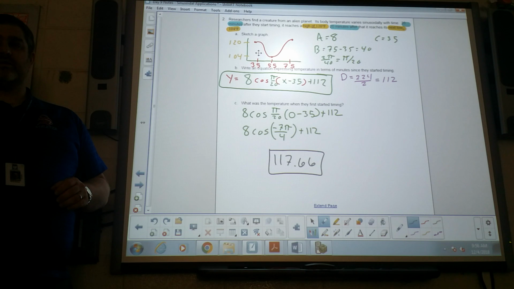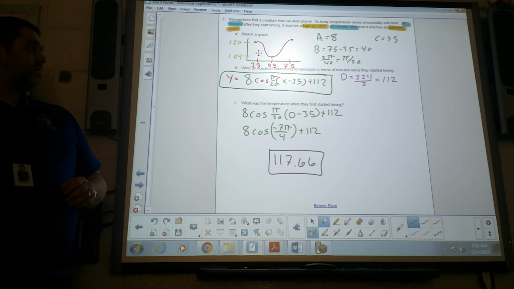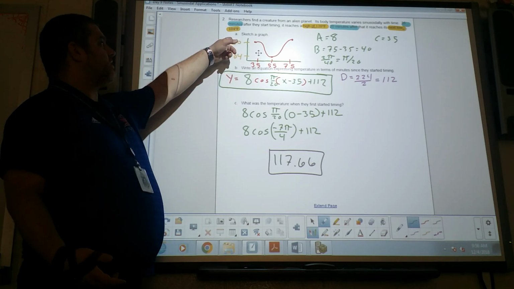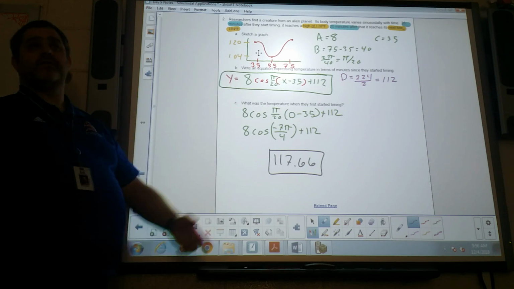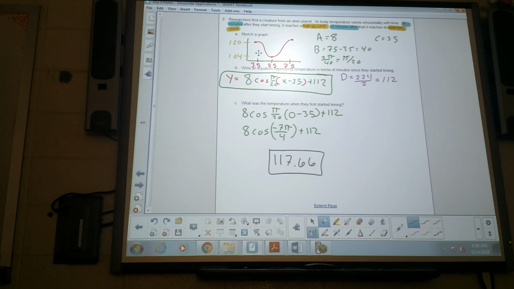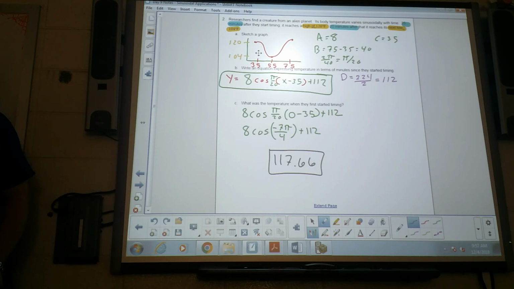Let me know when you're good, Alex. We took the two y values, added them together to get the 224, and then divided that. We found the average of the y values. So 112 is the one that's in the middle of 120 and 104.